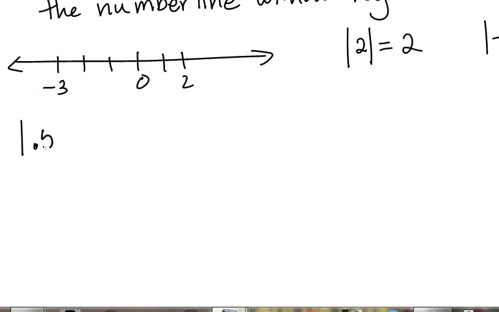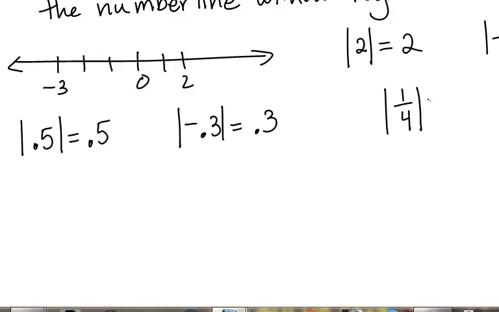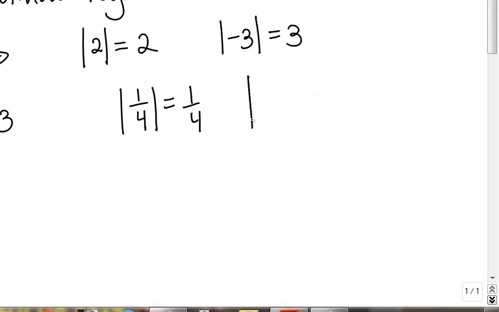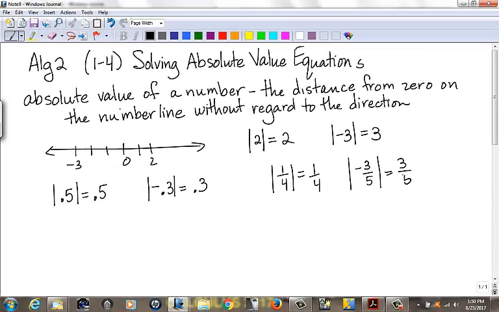So if I said absolute value of 0.5 would still be 0.5. If I said absolute value of -0.3 would still be 0.3. Even if you said count spaces, if I split the number line up into tenths. Same thing on fractions. Like if I said, what's the absolute value of 1/4? It's still 1/4. If I said, what's the absolute value of -3/5? It would still be 3/5. You'd just break your number line up into fifths.